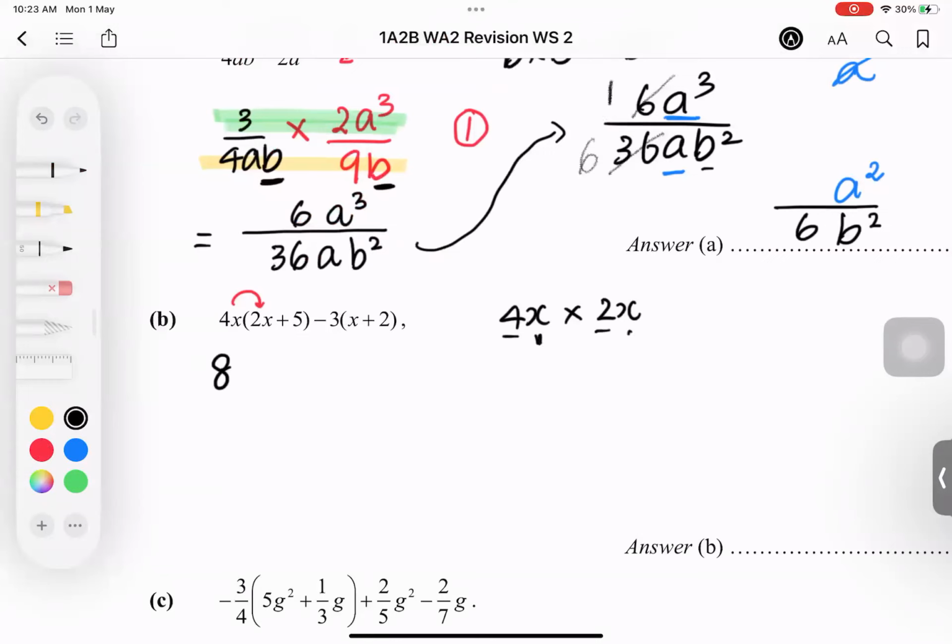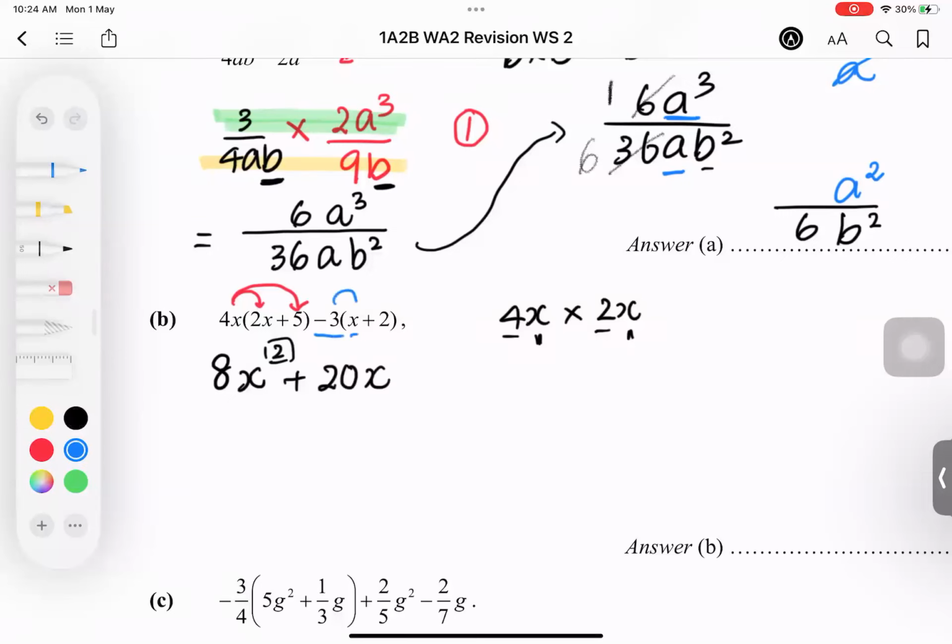x times x gives you x to the power of, next person, Shakira. x to the power of how many? x times x. Squared. Yes, x squared. Then Shakira, can you continue for me? 4x times 5, what is this? 20x. 20x, very good.